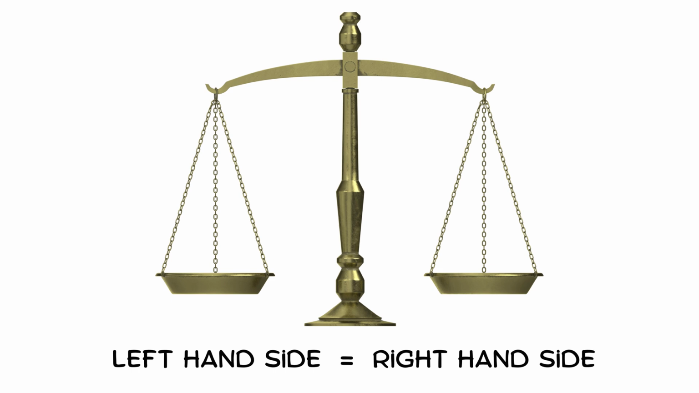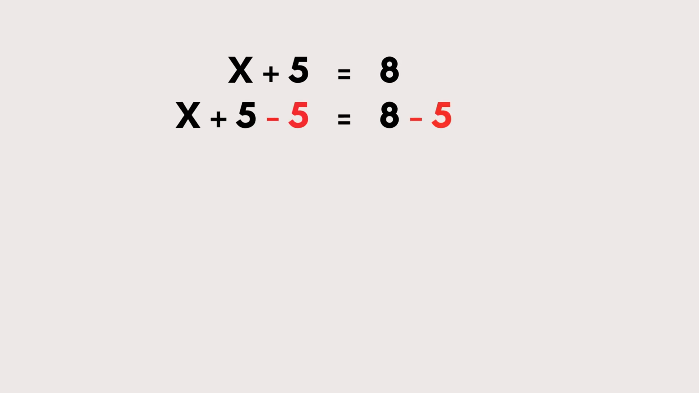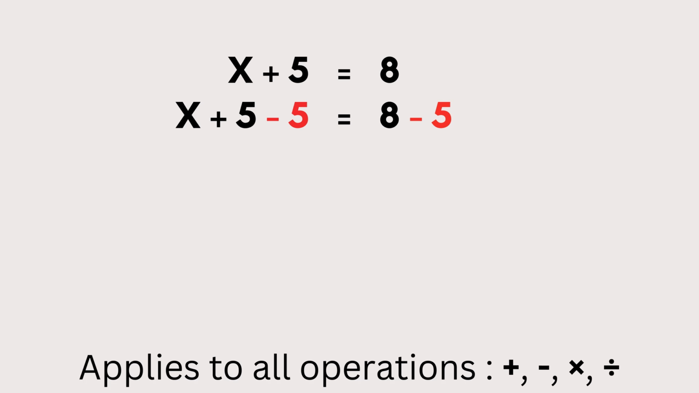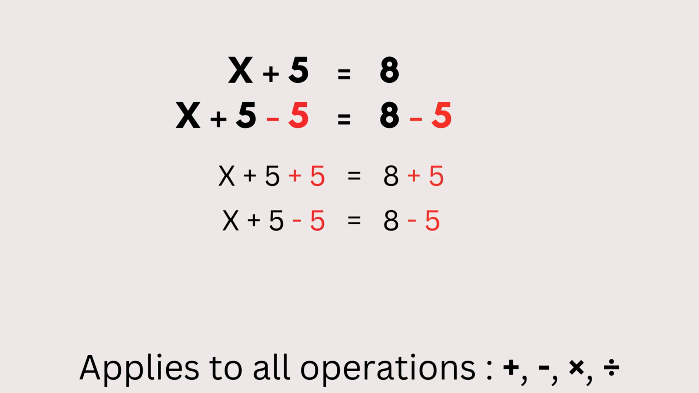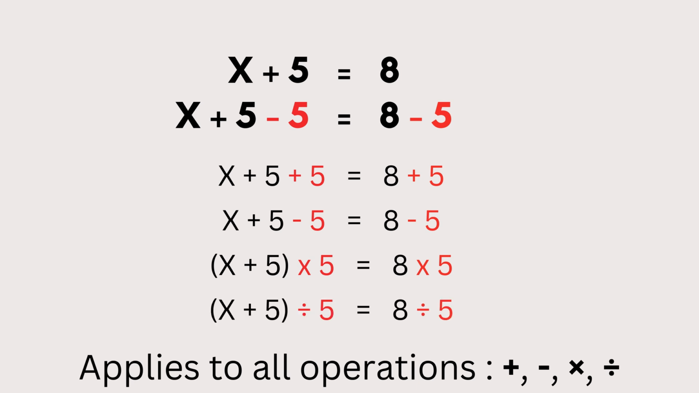But how? Think of an equation as a balance scale. If both sides of the scale are equal, they're balanced. If we add or remove weight from just one side, the scale tips, and it's no longer balanced. Equations work the same way. For an equation to stay true, whatever you do to one side, you must do to the other. This rule applies to all four operations: addition, subtraction, multiplication, and division.